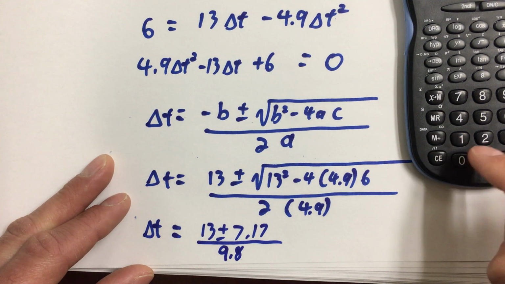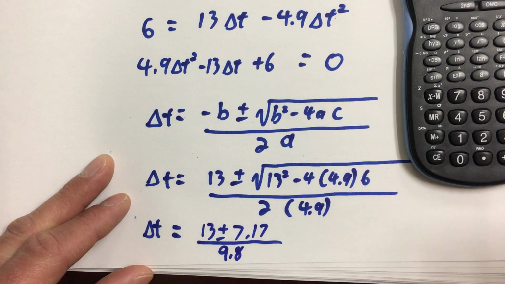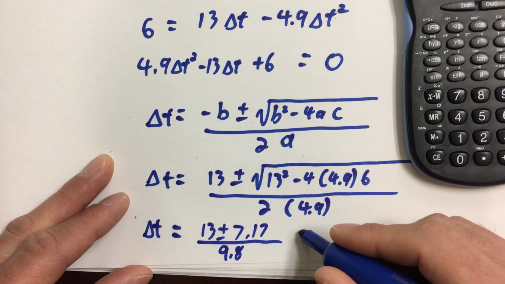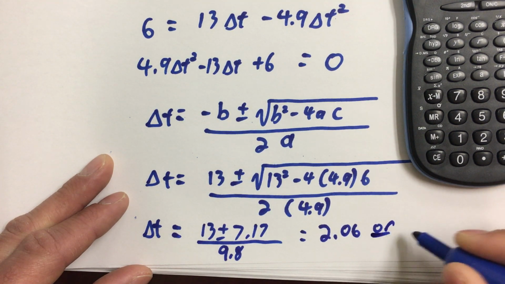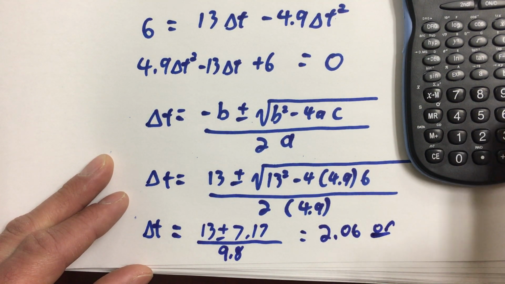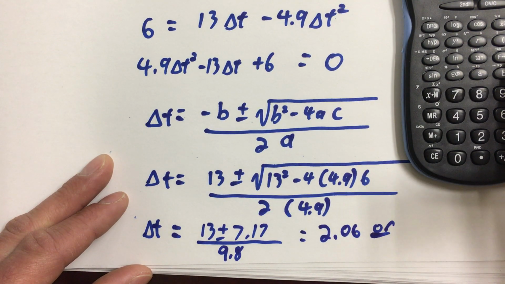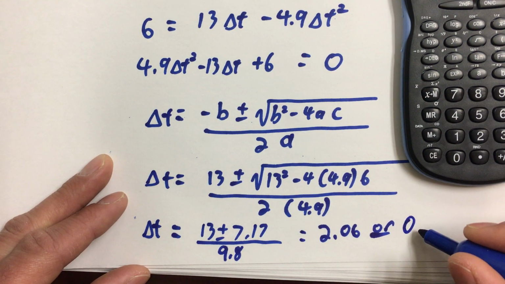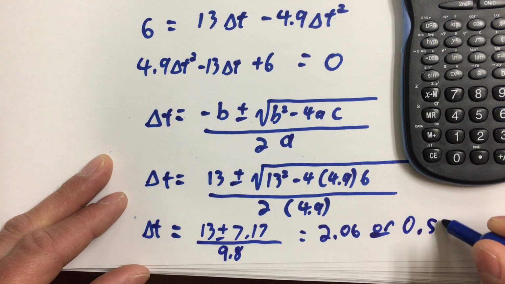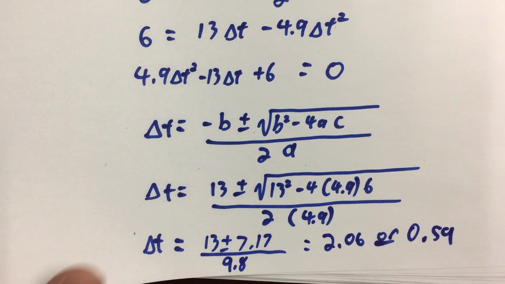My answers are 2.06 or 0.59. Now, would it make sense for me to get two answers? And the answer is yes.